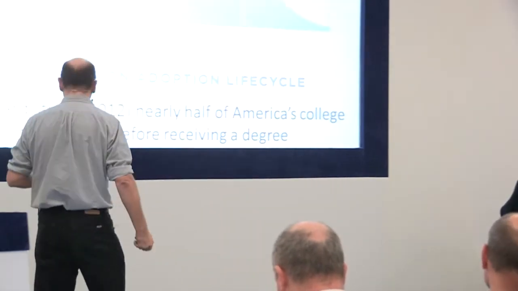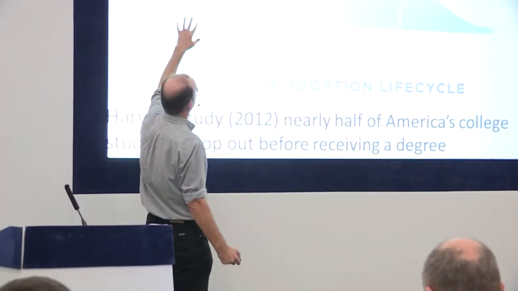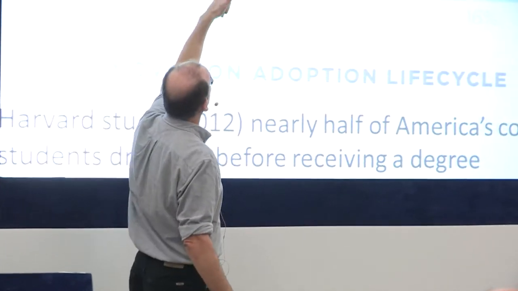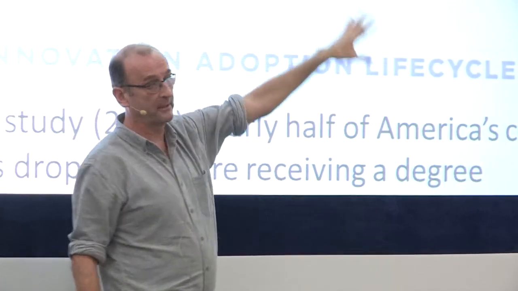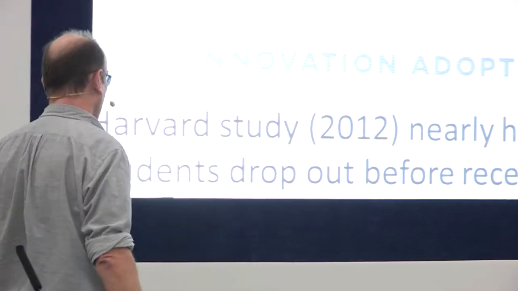The whole point of the Rogers work on adoption curves is that you get the innovators and early adopters in these systems. And of course, what you've got to do is cross the chasm into the early majority and late majority. This is true of almost everything in the tech area, and that's where we are on MOOCs.